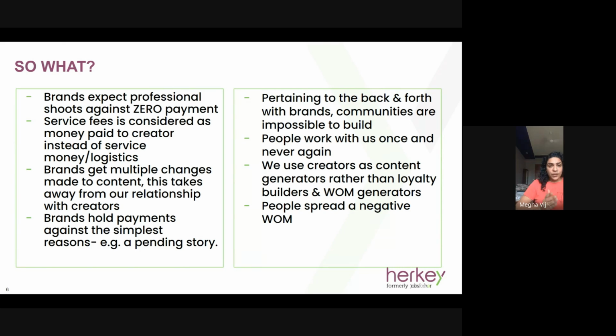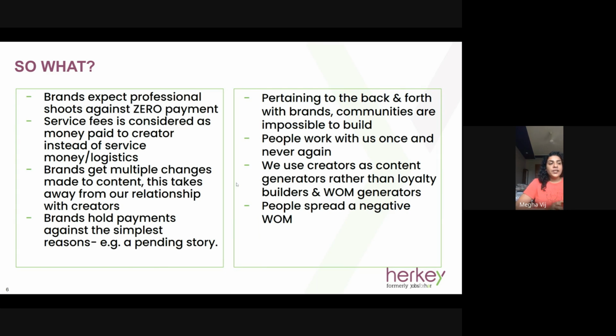So due to this, they would have multiple changes made to content. They would get our influencers to shoot multiple times. They would expect influencers to go out and shoot in the market, especially during COVID, just for the look and feel of things. And that obviously ruined our relationship with the influencers as well, because we were the ones constantly chasing after them, expecting them to do what was not in their deliverables in the first place at all.